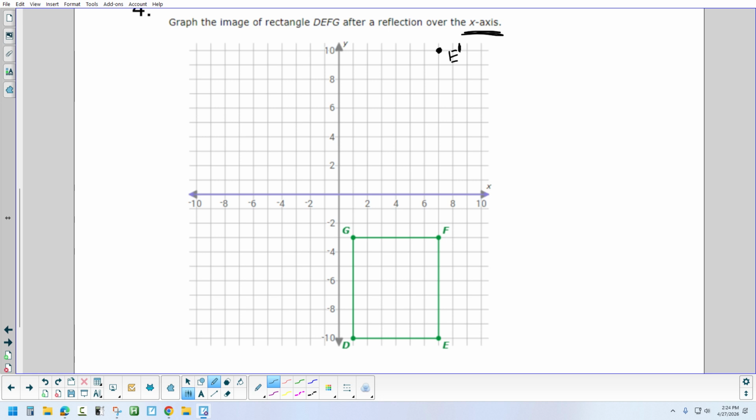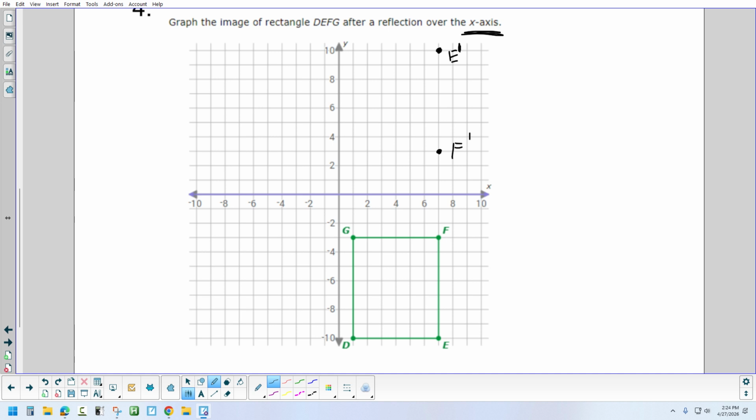Kara, let's do F. How many units is F? 7 over, 3 down. And so how many units is it away from what we're reflecting over? It's 3 down. Yep. So when we reflect it, it's going to be 3 up. Exactly, 3 up. 1, 2, 3. And what would we call it? Prime. Yep. Call it F prime.